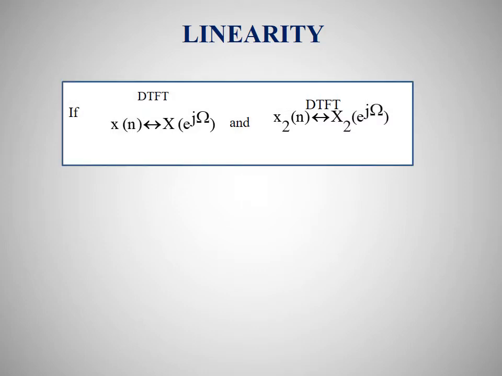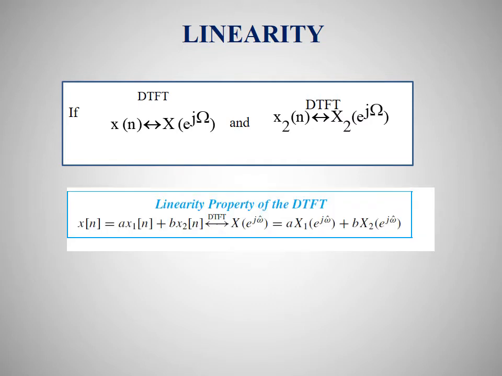Linearity states, if x1 of n and X1 of e^jΩ exist, similarly for x2, if X2 of e^jΩ exists, which means for x1 and x2 of n the DTFT exists, the linearity property states a x1 of n plus b x2 of n is equal to a X1 of e^jΩ plus b X2 of e^jΩ.